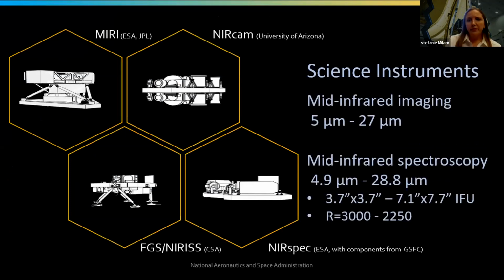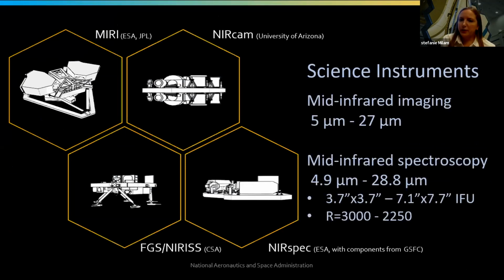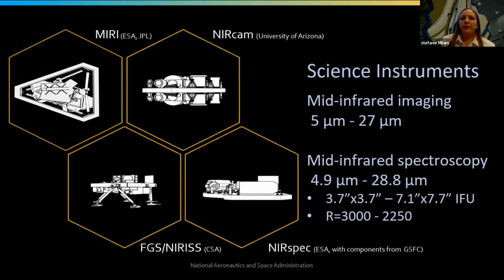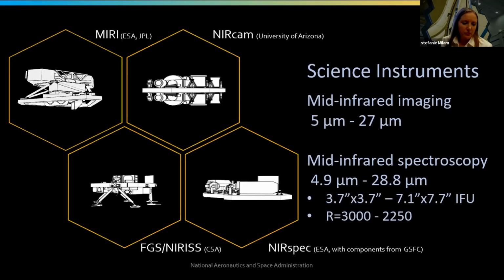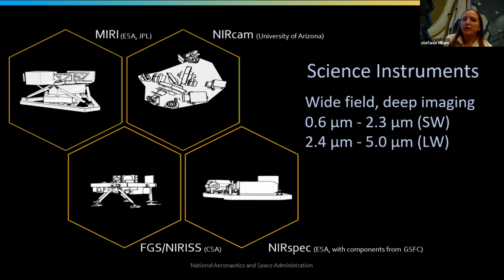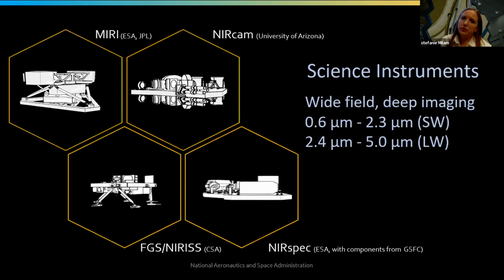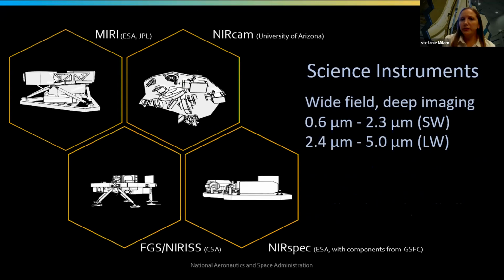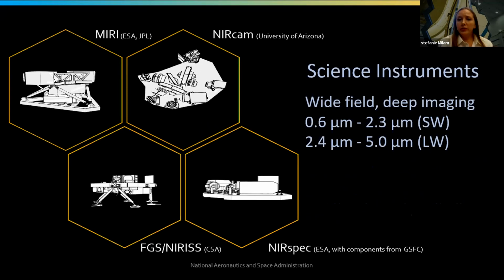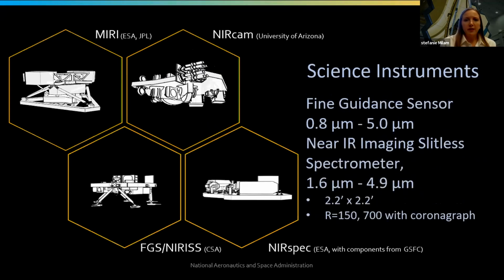We'll start with the mid-infrared instrument, which offers imaging and spectroscopy from about 5 to 28 microns. This was provided by the European Space Agency with contributions from JPL. The near-infrared camera is our workhorse instrument. This is not only how we focus our telescope and optimize our mirrors, but it's also our primary imaging instrument. It offers wide field deep imaging from 0.6 to about 5 microns. And it was provided by the University of Arizona.